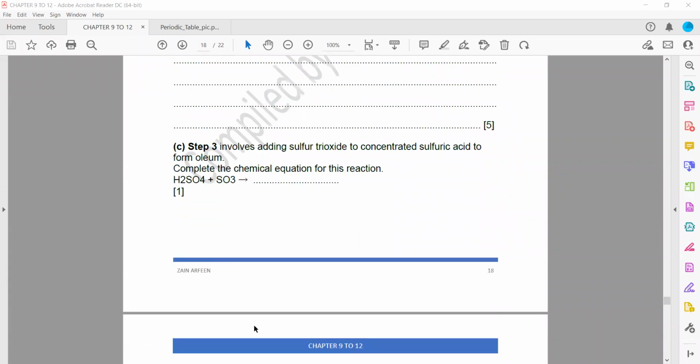Step 3, we have to complete an equation. Sulfuric acid mixed with sulfur trioxide produces oleum. So H2S2O7, that is oleum.